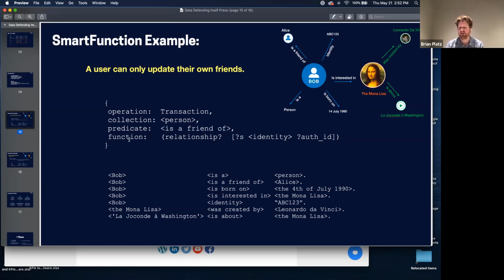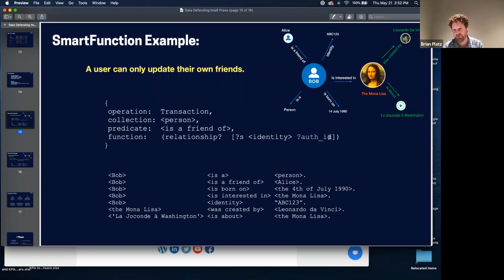And the actual function, the code that is going to execute, is using one of our very nice and flexible built-in functions. You can write your own functions, even call your own reusable functions within Fluree. Relationship is a built-in one, and all it does is return true or false if a relationship exists.